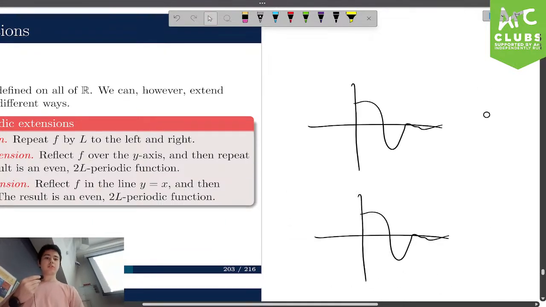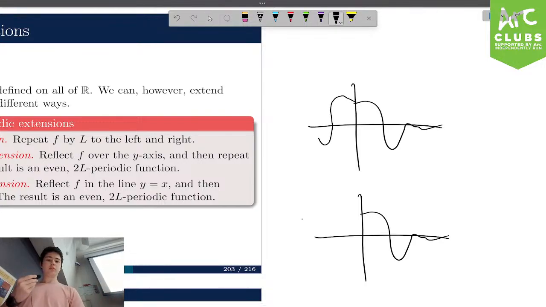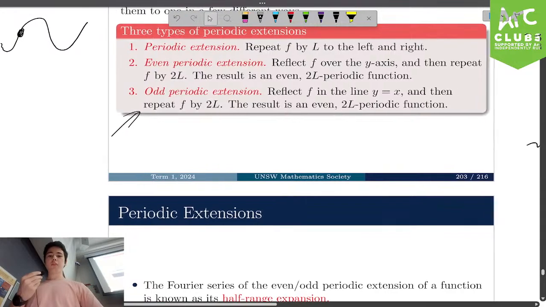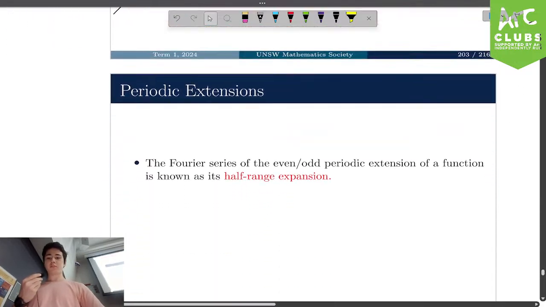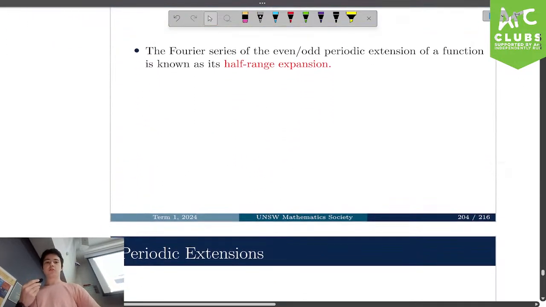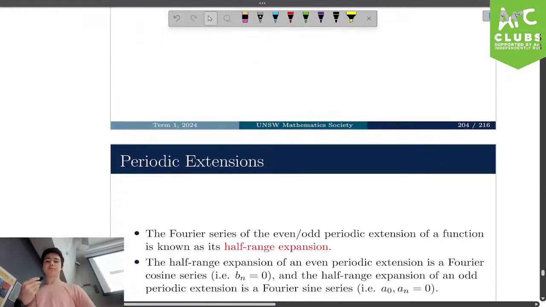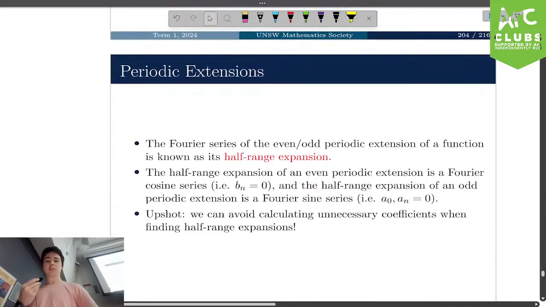All right. So if we want it to be even, it's simply reflected. If we want it to be odd, it's a different manner of reflection. Yeah. All right. Let's get moving on. That's a quick bit of theory, and it's also known as the half-range expansion.